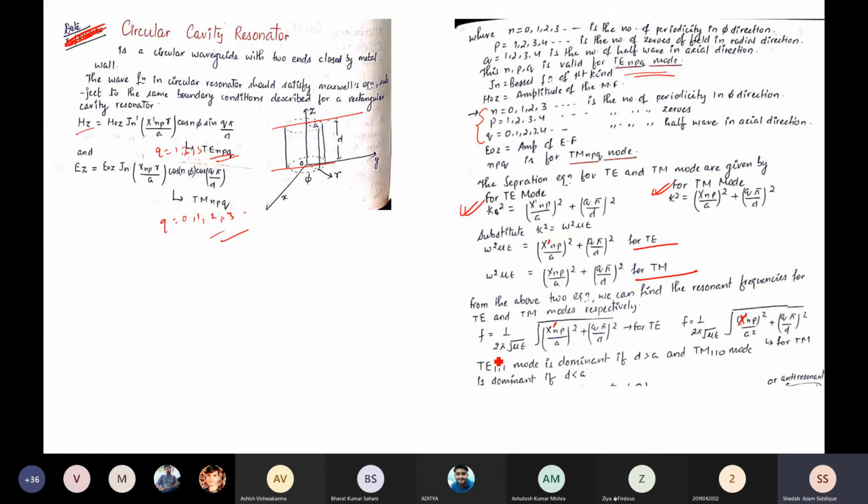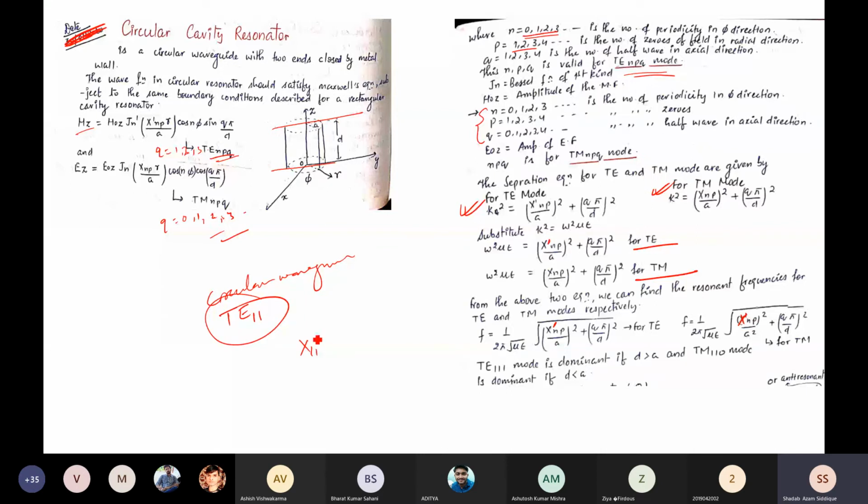So you can find out which one is the dominant mode. To check dominancy, we need to see what the value should be for TE. For TE, n starts from 0, P starts from 1, and Q starts from 1. So n equal to 0 or n equal to 1. We have seen for TE in the circular waveguide that TE11 was the dominant mode, not TE10, because X'11 was the least value. So TE11 should be the dominant mode.